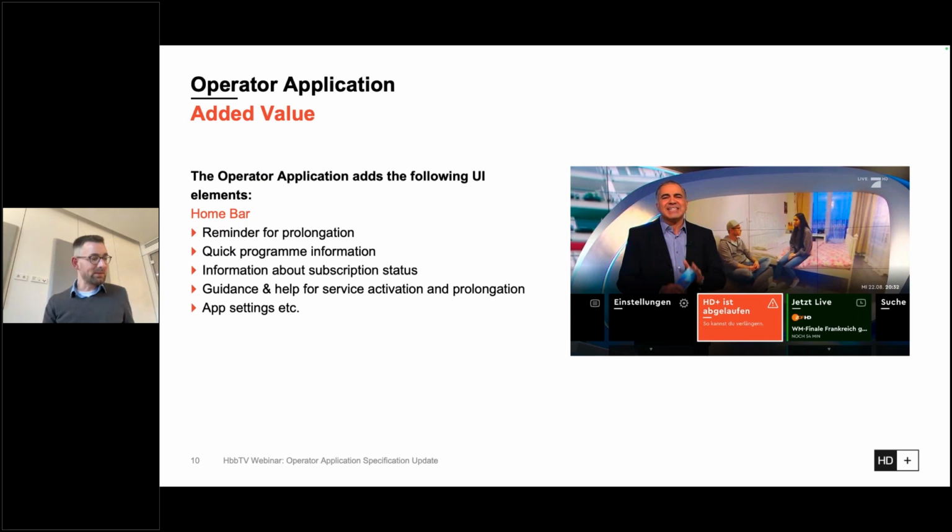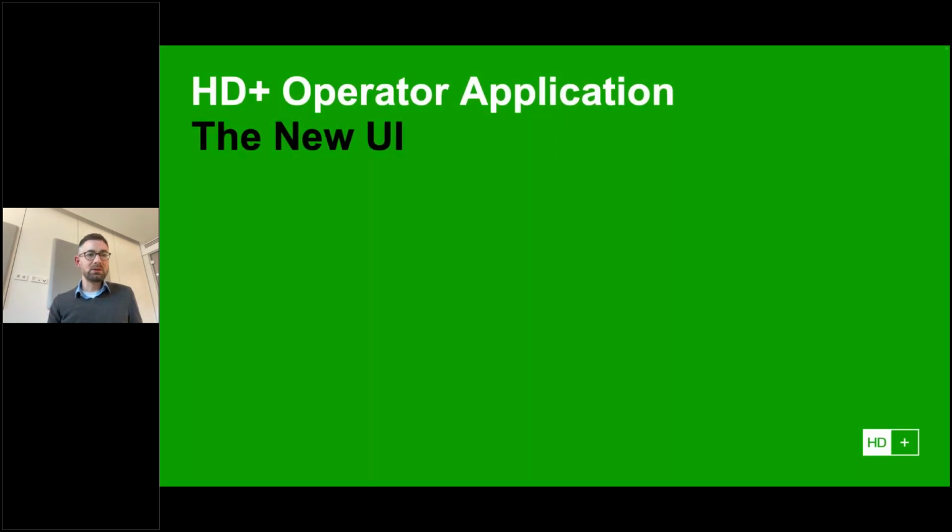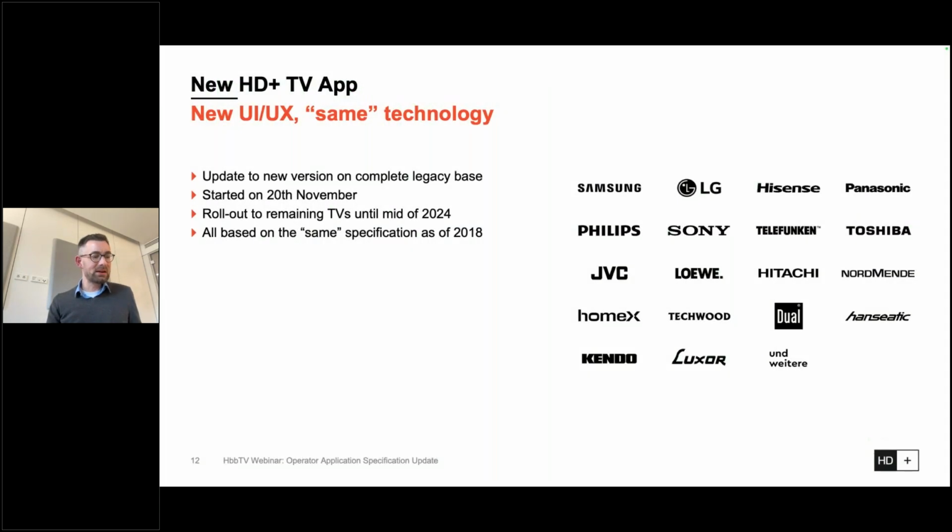This is the UI we had so far, at least till November, but in November we started introducing a new UI. And here one really important key message is that with the OpApp specification, and of course also our own specification, we are able to roll out the new UI and new user experience to all TV sets, to our whole legacy base. We started rolling out already in November, and the rollout will continue in 2024 till we really have the new UI, the new OpApp version, on all TV sets in the field.